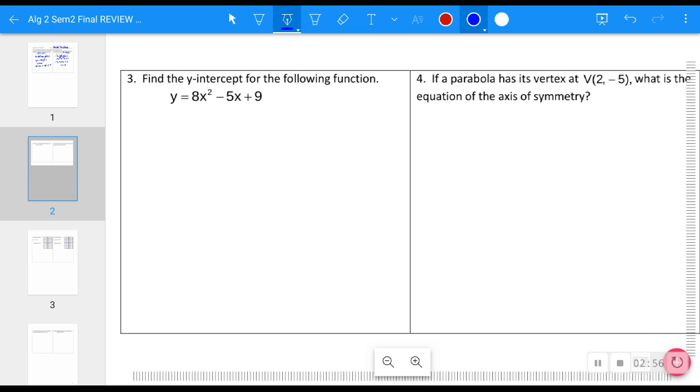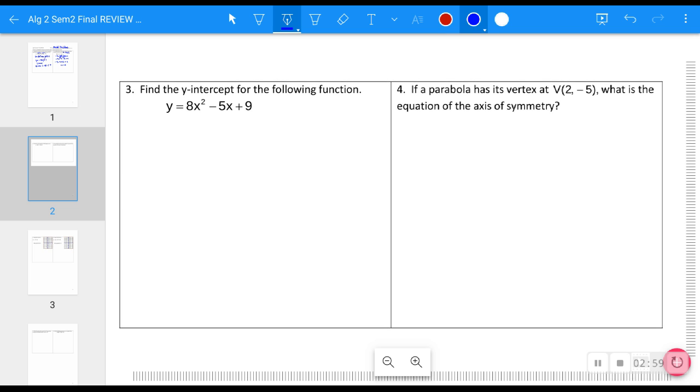Okay, problems 3 and 4 here. On problem 3, we're supposed to find the y-intercept. And a brief explanation here. If you're looking for a point that's on the y-axis, then you know you're looking for a point where the x part is equal to 0. So all we have to do here is very simple. When you're looking for the y-intercept, you set the x as equal to 0.